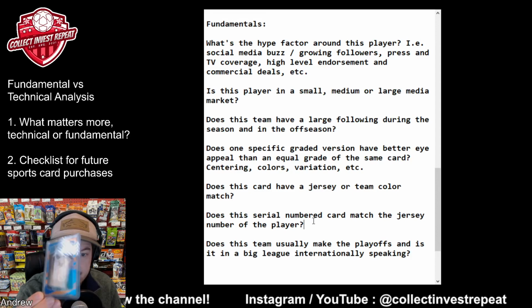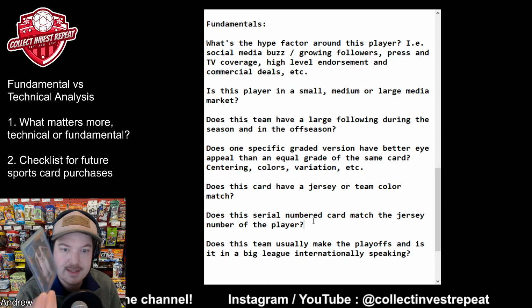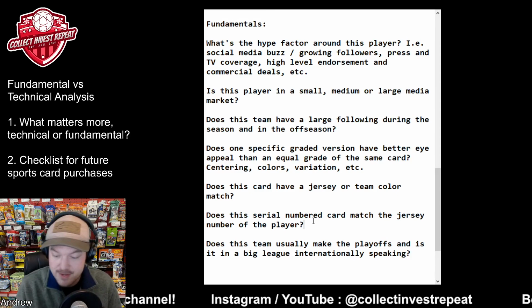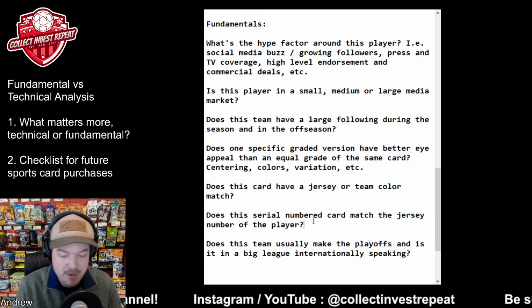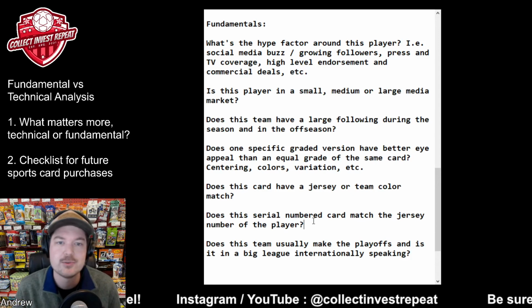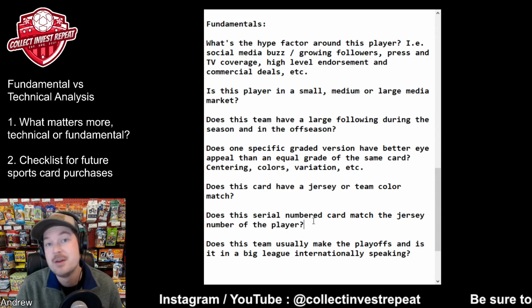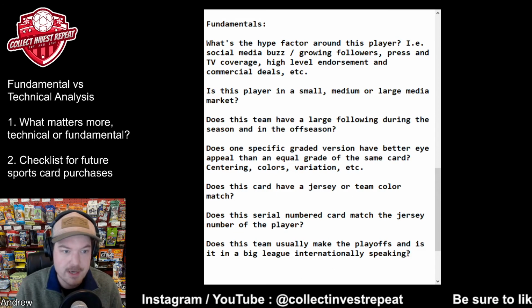If you happen to be looking on eBay, COMC, or any websites like that though, and the seller doesn't have it noted as being jersey numbered, and you happen to notice that it's jersey numbered, that can be an absolute steal in your favor. So take advantage if you see a jersey number matchup.